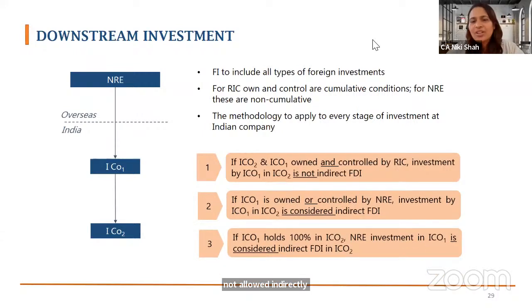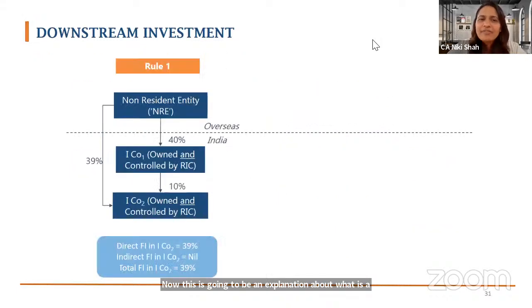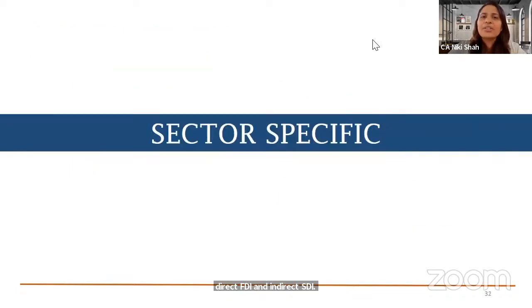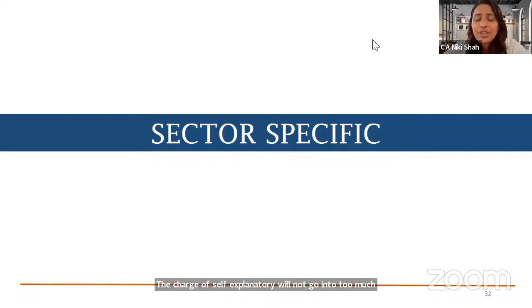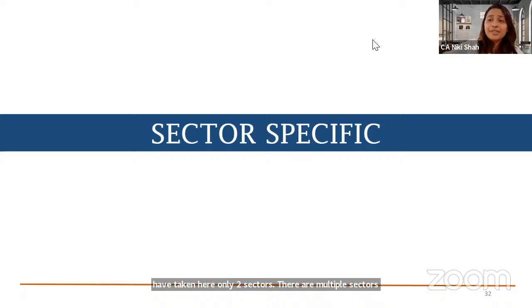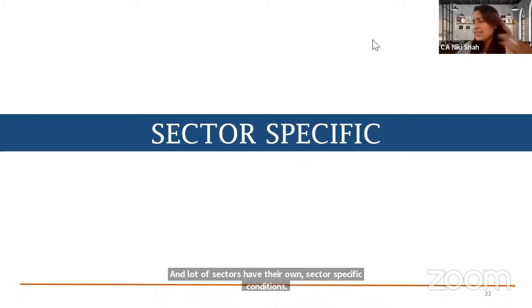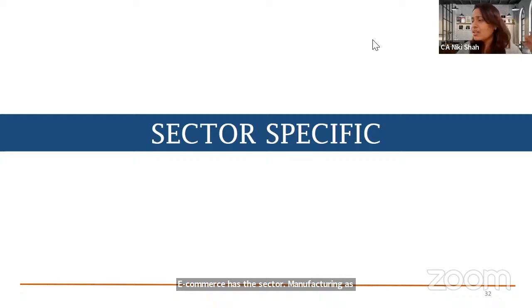Now this is going to be an explanation about what is a direct FDI and indirect FDI. The charts are self-explanatory. We'll not go into too much detail on it because we need to also look at the Q&A and finish our session on time. I have taken here only two sectors. There are multiple sectors, and a lot of sectors have their own sector-specific conditions. E-commerce is a sector, manufacturing, broadcasting, print media, single brand retail trading, multi-brand retail trading, a whole lot of things, cash and carry, wholesale trading.